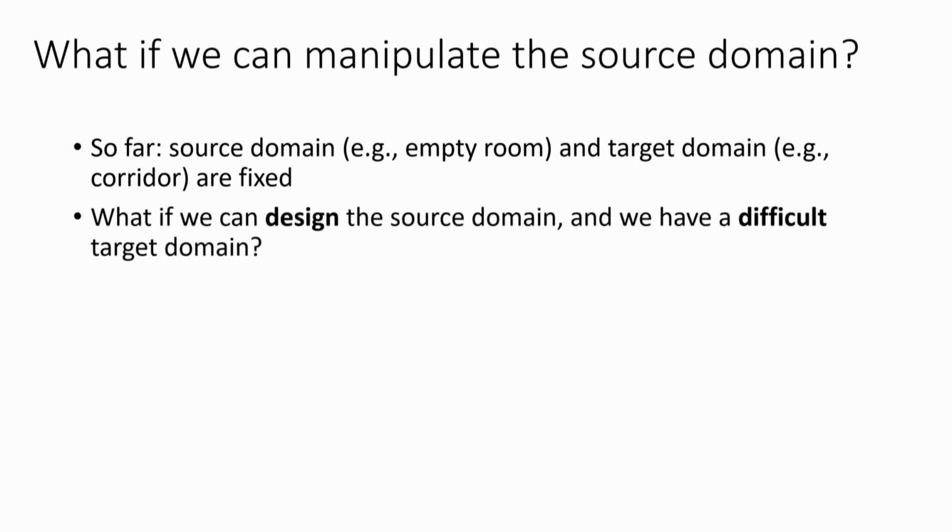So what if we can design our source domain to some degree, and then we know that we have some difficult target domain that we haven't seen yet? How do we choose the design of our source domain to maximize the potential for transfer? This is often the case, for example, if you're imagining training a policy in a simulator and then trying to get it to transfer to a real-world task. So you get to design the simulator, but you don't get to design the real world.